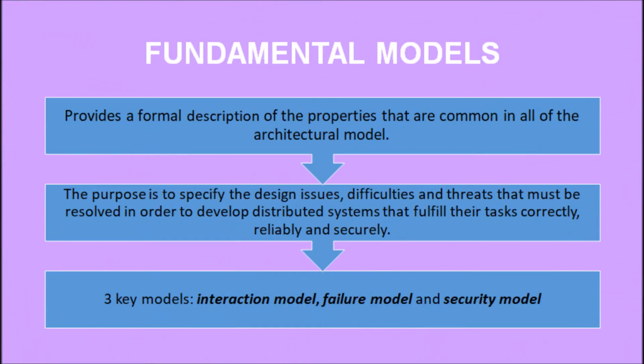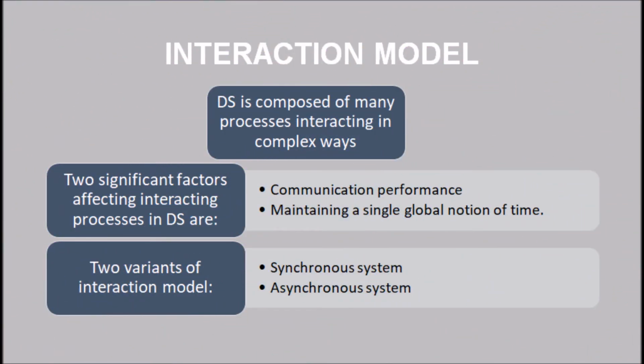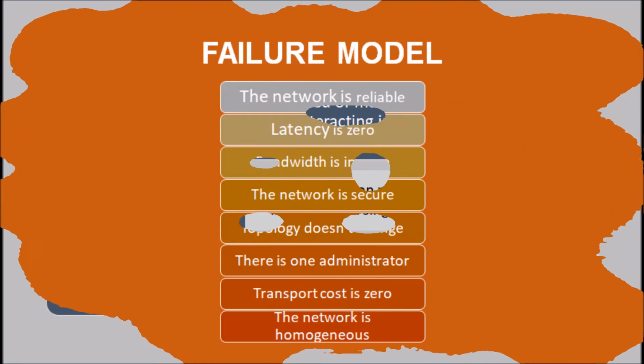Fundamental models. They provide a formal description of the properties that are common in all of the architectural models. There are 3 key models. The first one is the interaction model, then the failure model, and the security model. Interaction model: a distributed system is composed of many processes interacting in complex ways. 2 significant factors affecting interacting processes are communication performance and maintaining a single global notion of time.